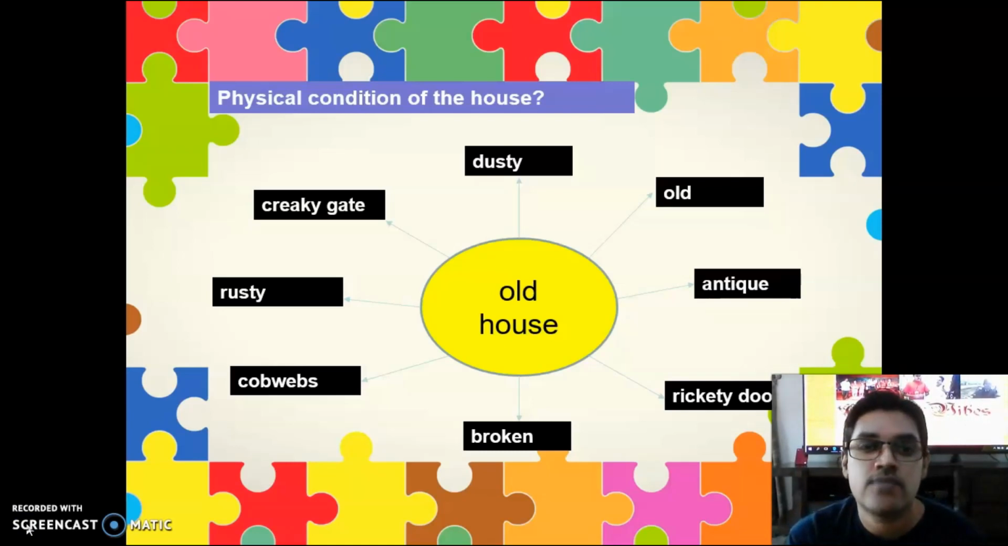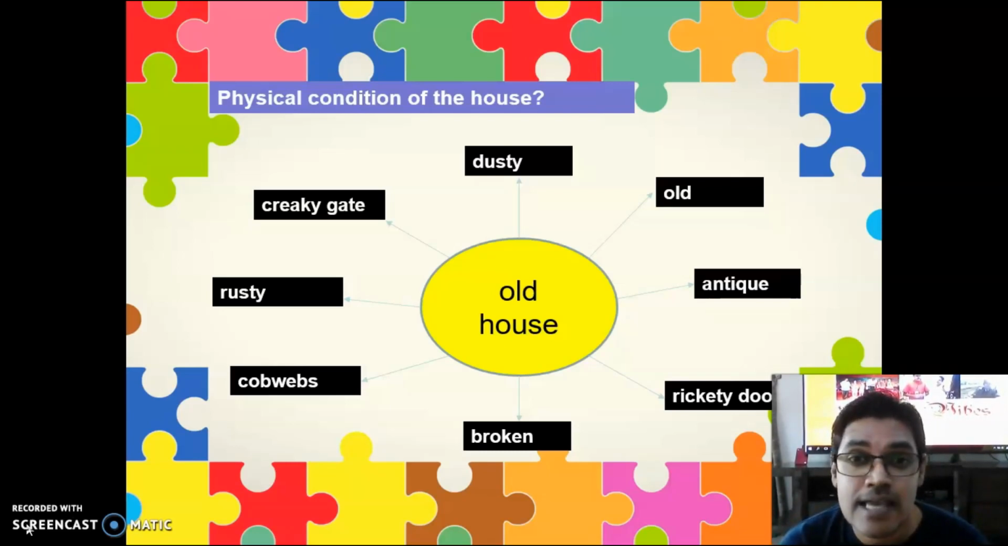Or what are the characteristics of an old house that you can think of? So here I have put the physical condition of the house. How does an old house that has been deserted look like? Look at the words that I've used here: dusty, old, antique, rickety door, broken, cobwebs, rusty, creaky gate. These are some words that you can use to describe the physical condition of the old house. Now, if you have anything else that you can add to this idea, it's good.